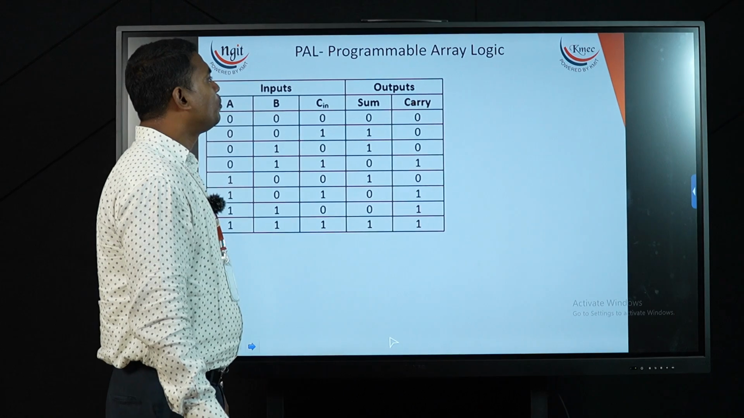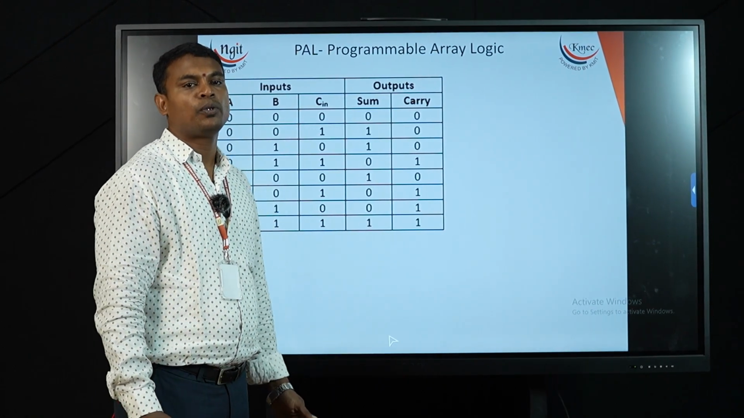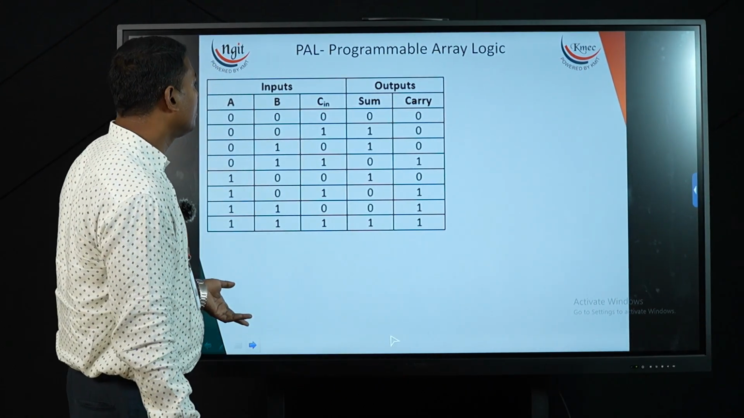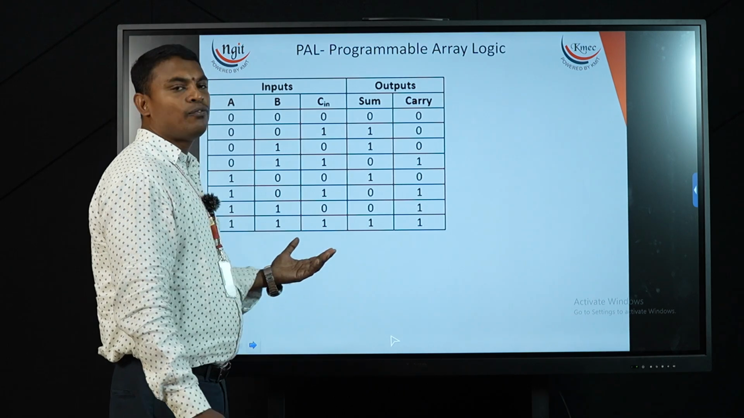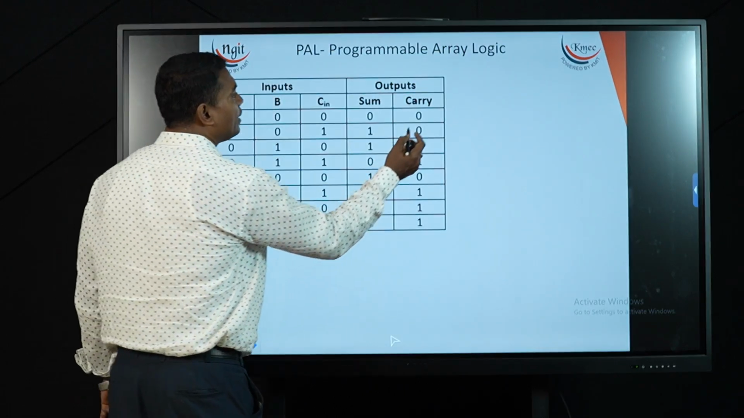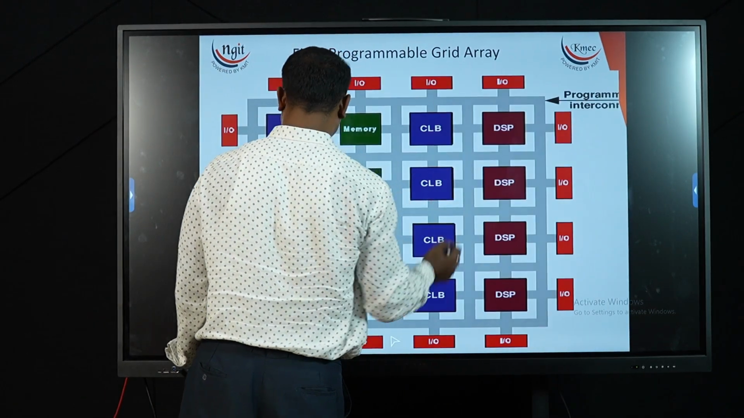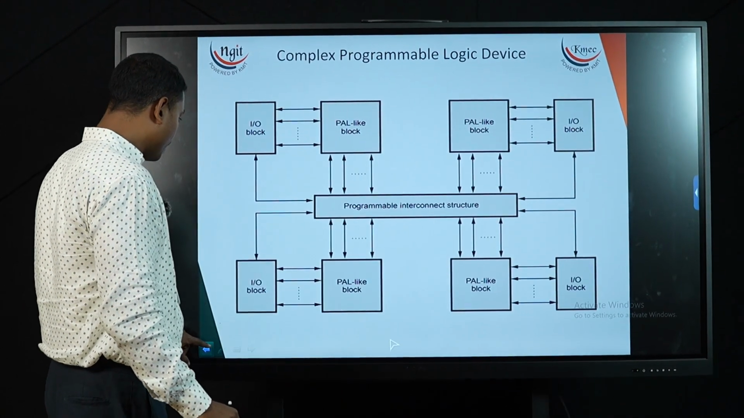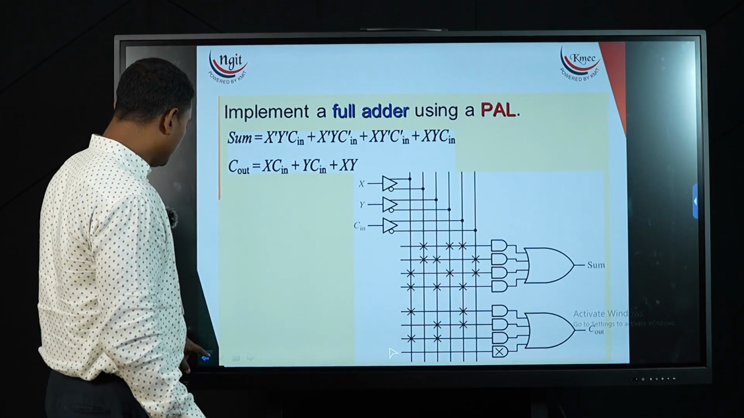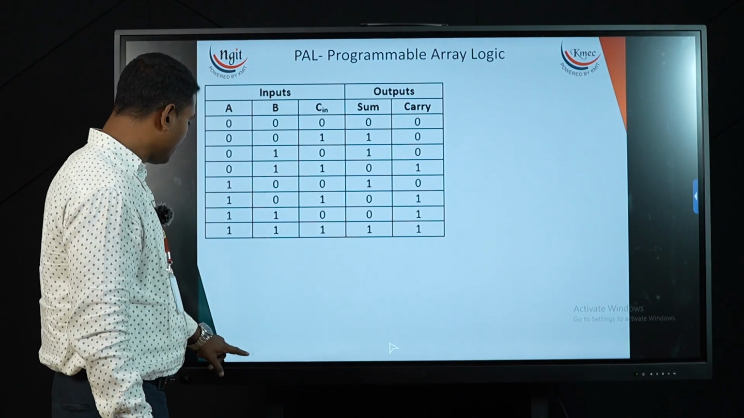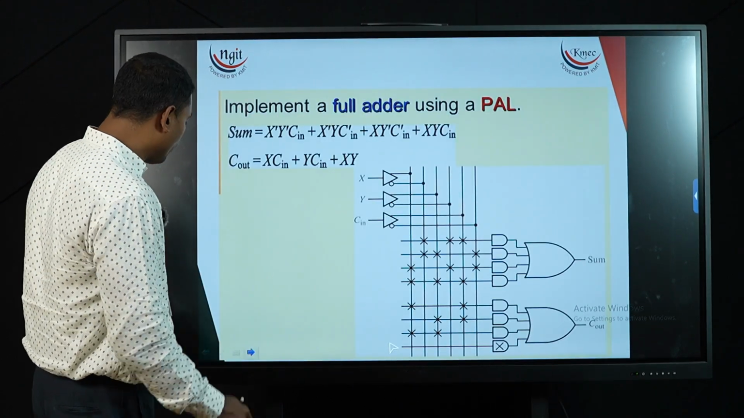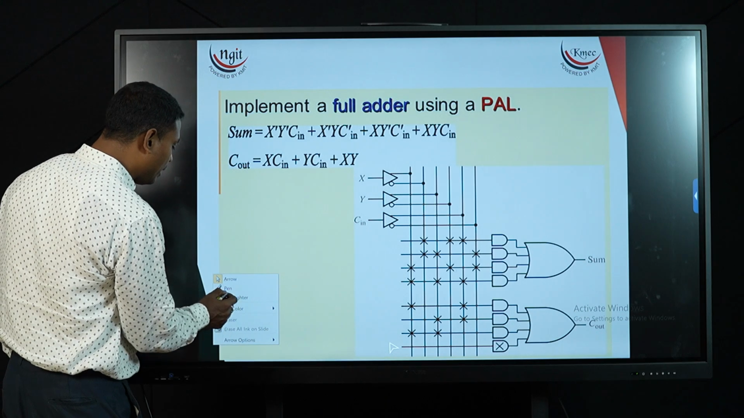Now this is programmable array logic. The previous one was programmable logic array. This is array logic. Now here we are going to implement a full adder circuit. This is a full adder circuit. This table, you know, everyone. Based upon that table we are going to draw this particular diagram.